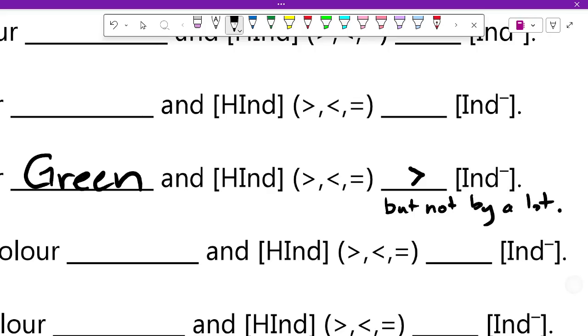Any other questions? Yes? Only at the transition point are HInd and Ind minus equal, but even if it's a little bit lower or above, and even if it's just in the green part, they'll still be either greater or less than. But like I said, only a little. Okay. Yeah. Good. Any other questions from the homework?